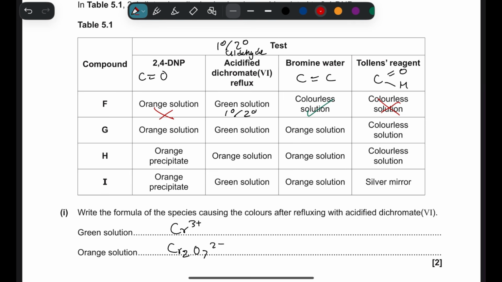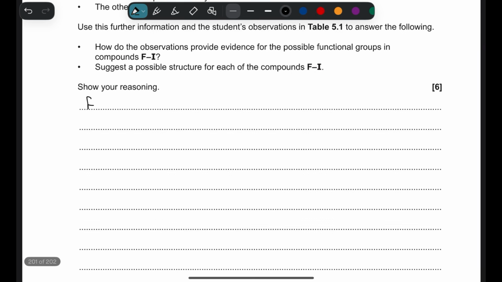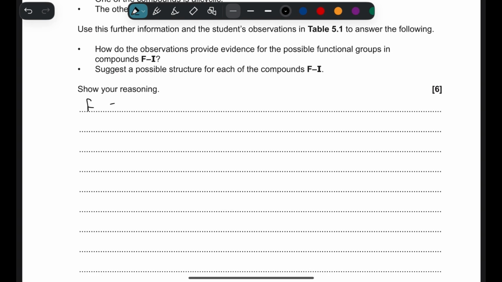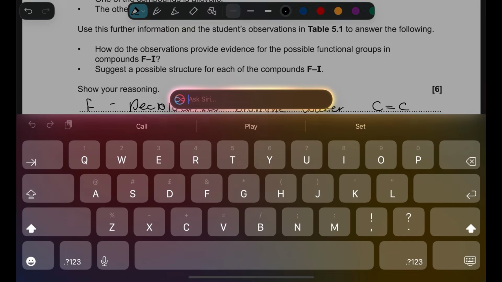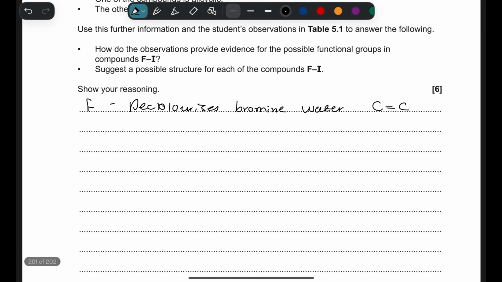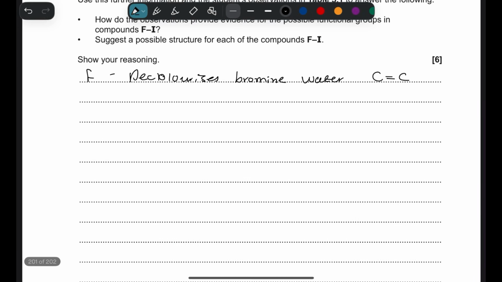So what we know about F, we can write it down. With F, the major piece of evidence is that it decolorizes bromine water. Given that it decolorizes bromine water, it means that it has C double bond C. And we also know it forms the green solution on reflux. So that means it's a primary or secondary alcohol.